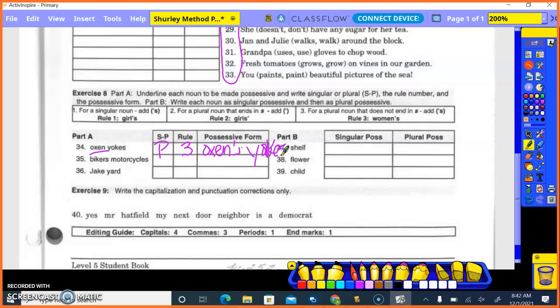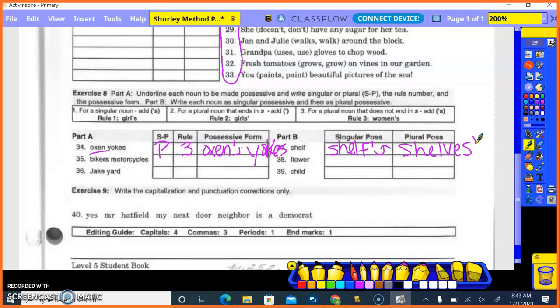Okay, so how are you going to make it singular possessive? Add an apostrophe S at the end. And then to make it plural, you're going to write shelves, right? With an apostrophe at the end of that.